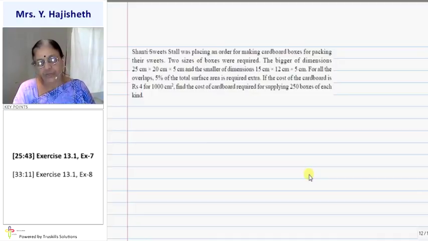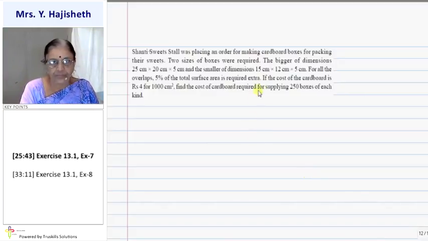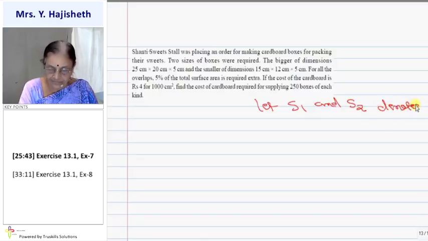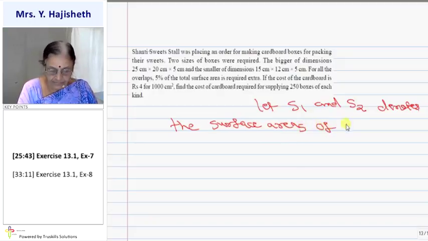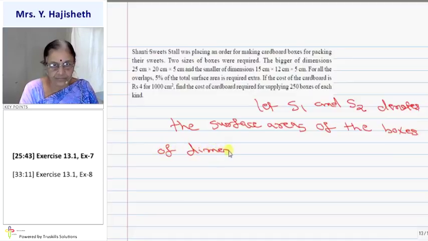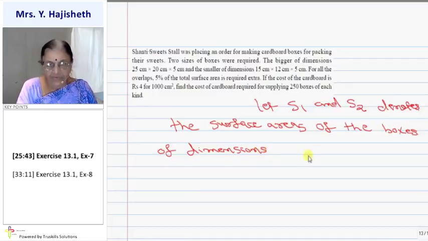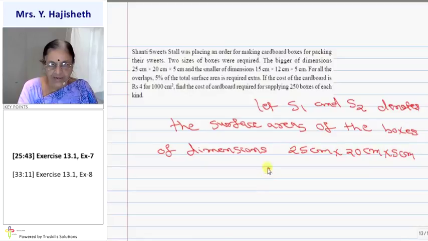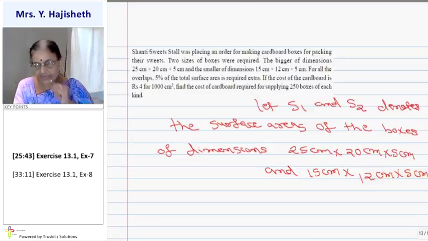First I should find out both surface area. Surface area of both boxes. Let S1 and S2 denote the surface areas of the boxes. Okay? Box is of dimension 25 by 20 centimeter by 5 centimeter and 15 centimeter by 12 centimeter by 5 centimeter. Okay, these are the two types of box respectively.